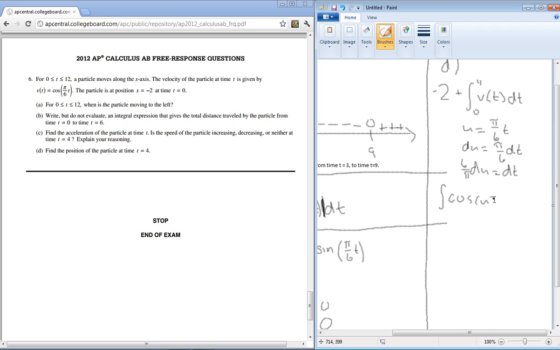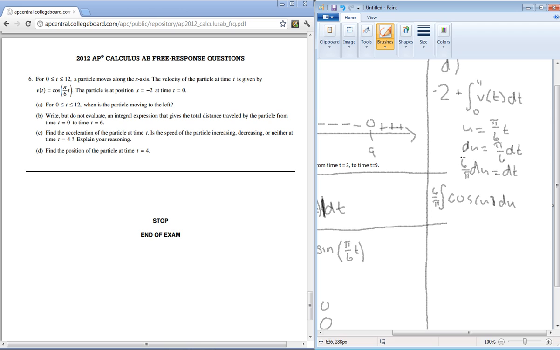Cosine of u du. See, now it's with respect to u, because we plug this in here and this 6 pi gets moved out to the outside. Yeah, no, I'm not making any sense, I'm sorry. But if you notice here it says from 0 to 4, but since we're using a different variable, our limits to integrate this have changed.